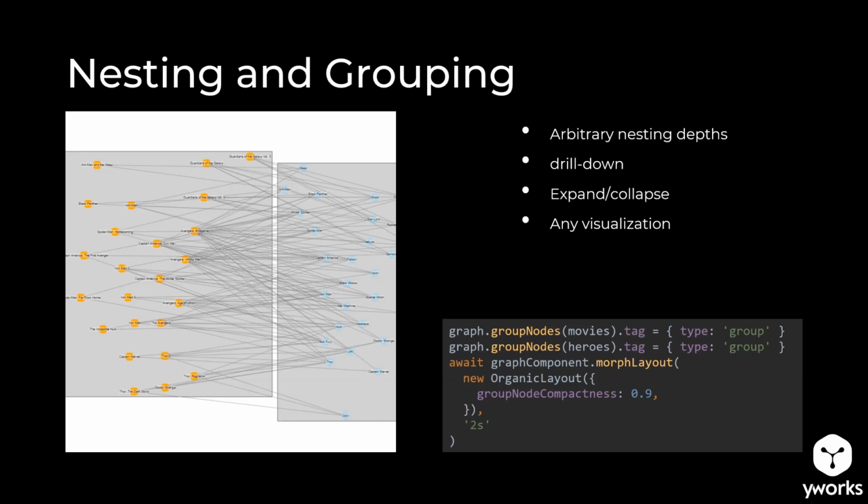yFiles would allow you to use any type of nesting and to use drill down, so that you can have interactive collapse and expand operations. But again, in this specific case, they would be quite useless. You can see in the API, there's a simple single line of code for creating group nodes and tagging those with an additional type so that we can discriminate again between them.